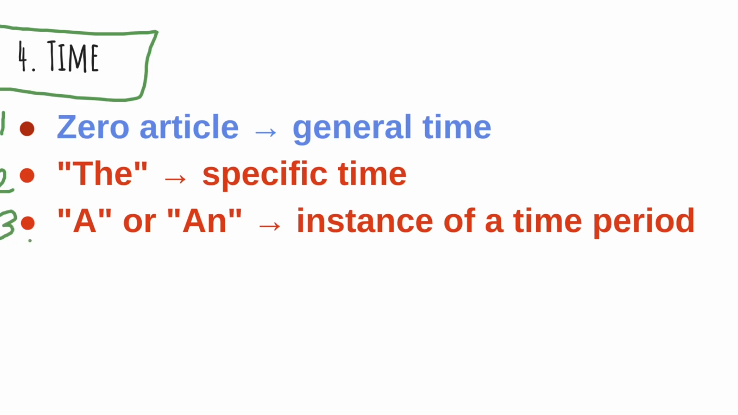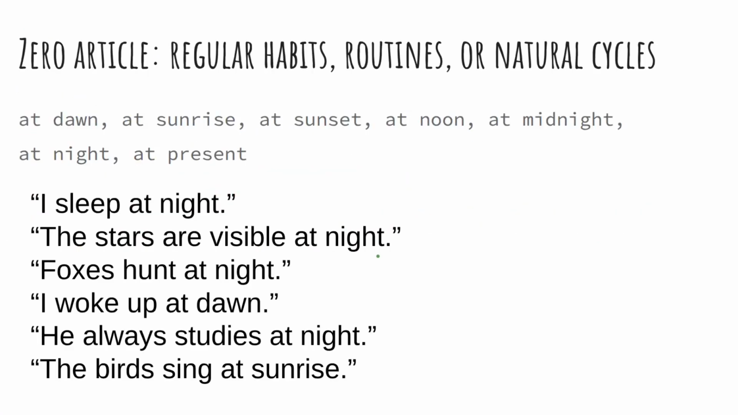Rule of thumb. Zero article is used in fixed expressions or when time is referred to generally. The is used when the time is specific or already known in context. A or an is used to refer to one instance of a time period, not a general one. Common fixed time phrases with zero article. These are very frequent and natural in everyday English. Here we use zero article.